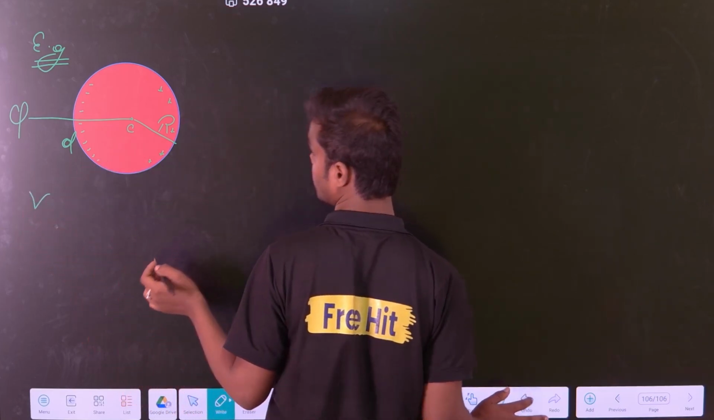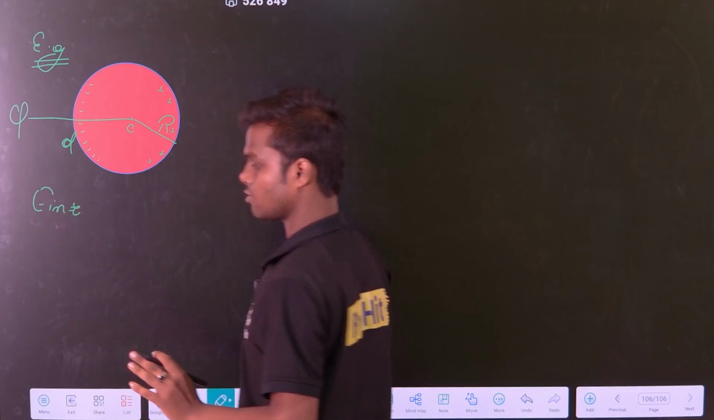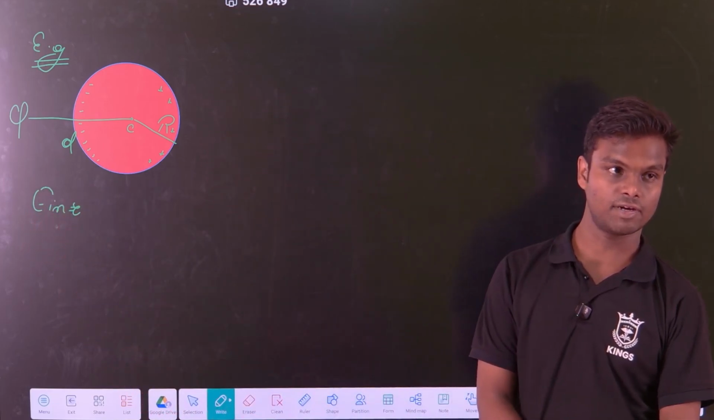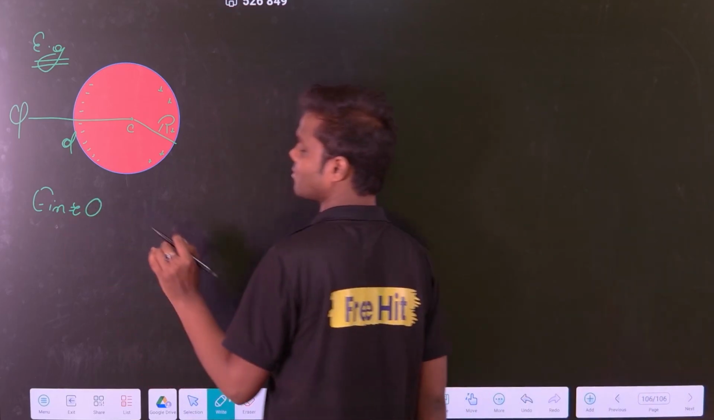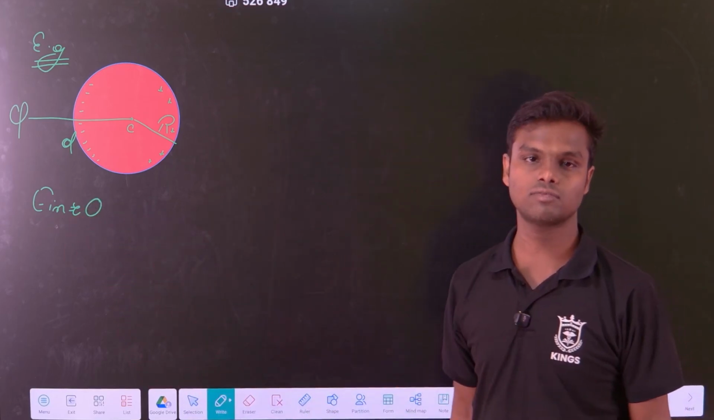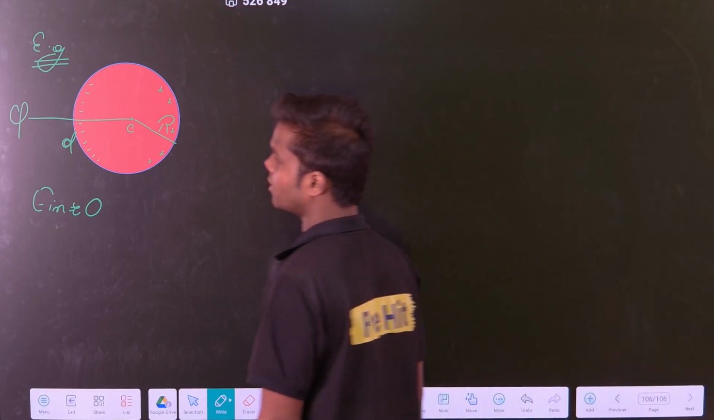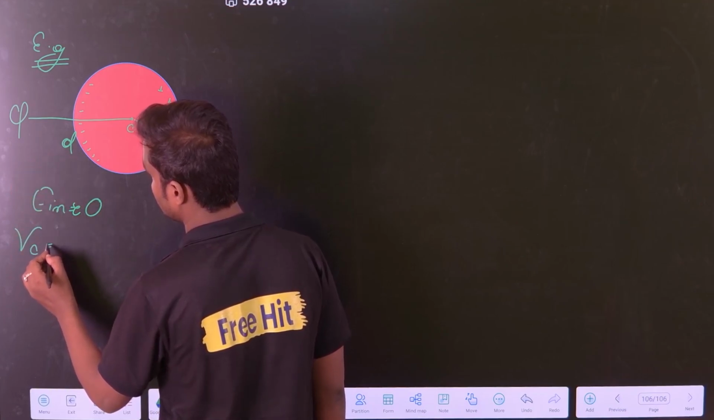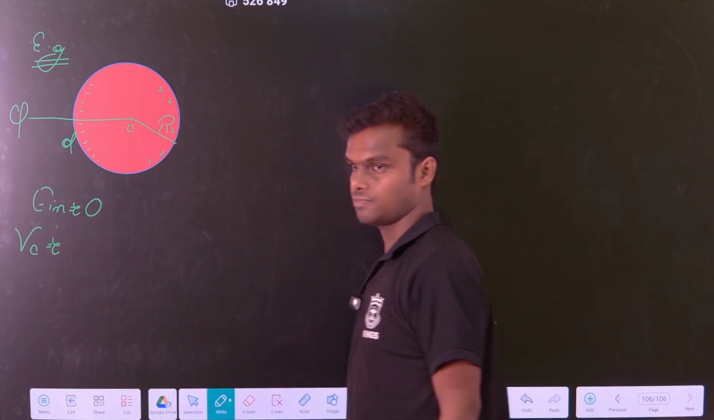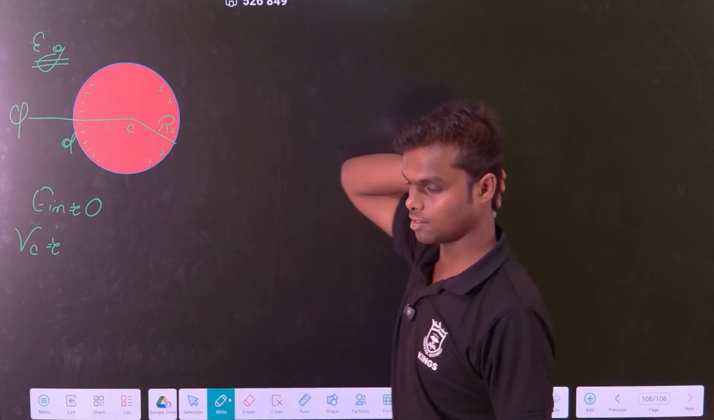First tell me, what is the electric field inside? It is still 0, yes or no? The electric field will still be 0, which we have seen, because the steady state is reached. Now, what is the potential at the center? This charge is kept here. What is the potential at the center?